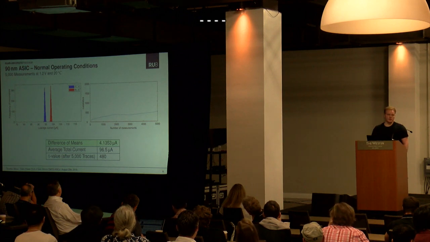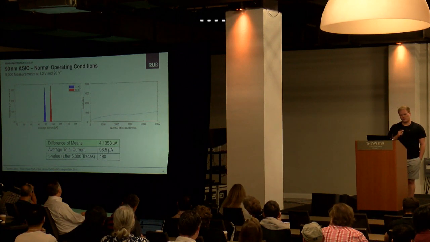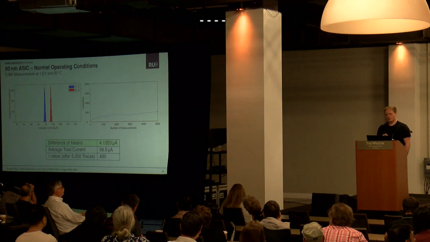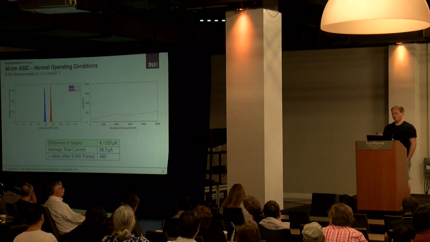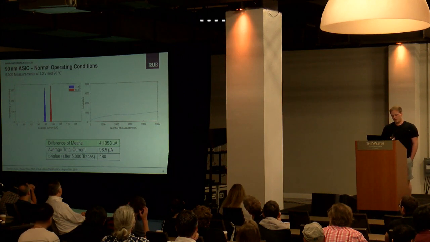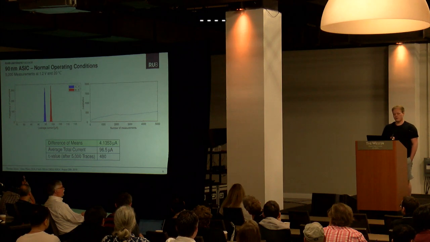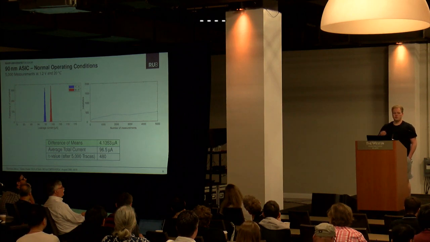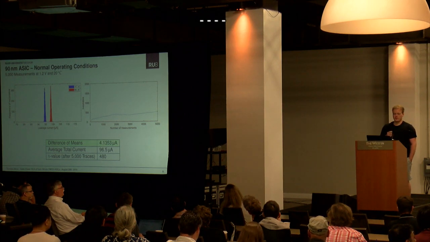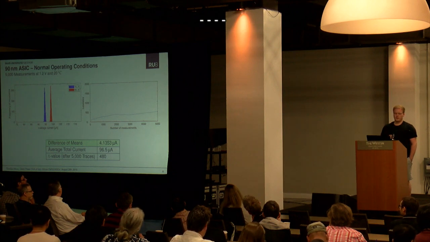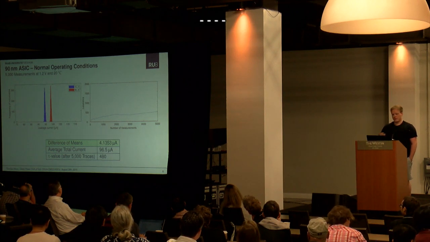And here are the values for the difference of means between the distributions, which is roughly 4 microampere, and the average total current flowing through the ASIC, which is 96 microamperes. In the following slides, the difference of means will be the most interesting metric because the temperature will induce some noise in those measurements that can easily be removed. But here we report the raw data, so we didn't remove the noise, and you'll see that it has some influence on the t-value, obviously.